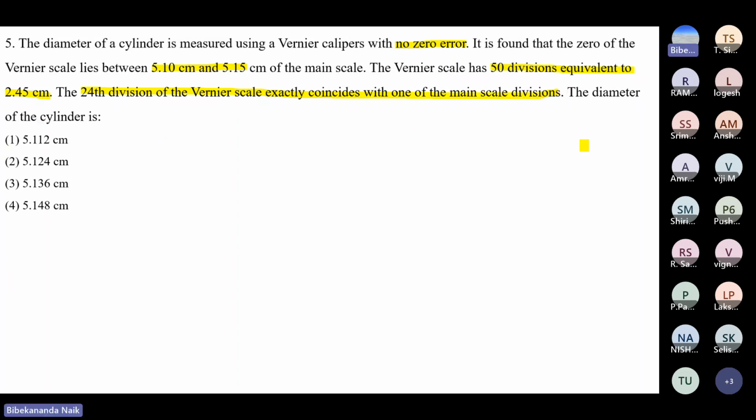Now we need to find out the diameter of the cylinder. So I would like to read out the question again.